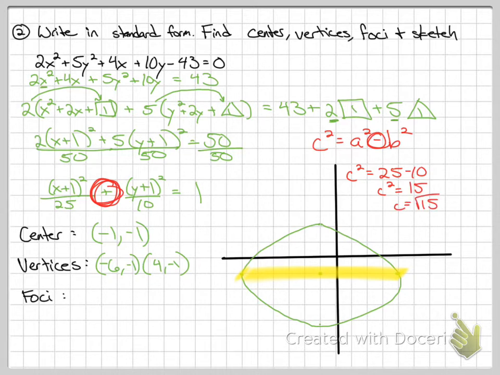Also remember your foci are also on that major axis. So from the center, square root of 15, it's almost 4, right? Because the square root of 16 is 4. So 1, 2, 3, 4, almost, in each direction.